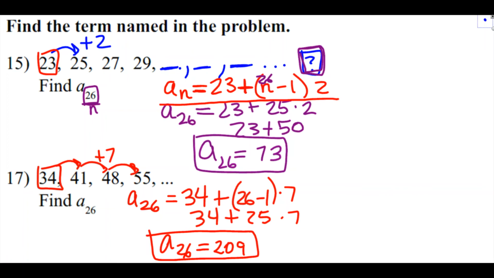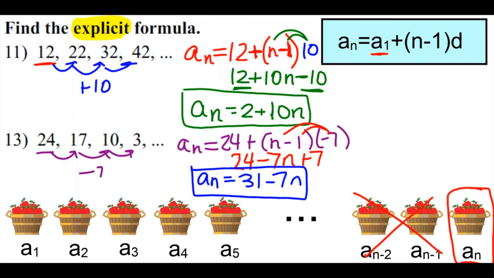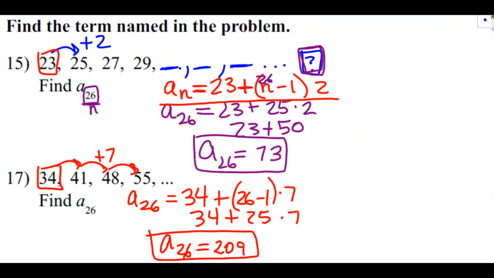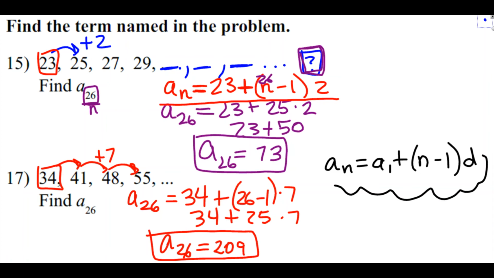Now again, if you're confused, we went back and we used this formula. AN equals A1 plus n minus 1 times d. That's all it is. AN equals A1 plus n minus 1 times d. You're going to need that formula out, so make sure you write that down somewhere on your paper, because that's what I used.